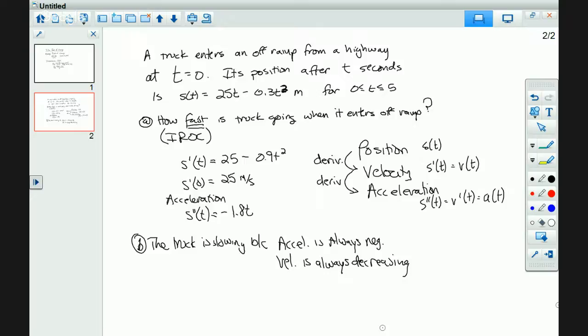So does this kind of make sense? Again, you're just using derivatives for rate of change. You get position, the first derivative gives you velocity or speed. We'll get into more specifics about the differences. Second derivative will give you the acceleration.